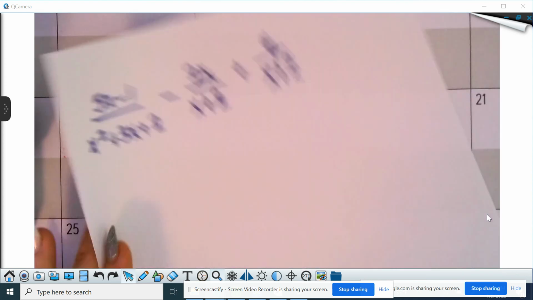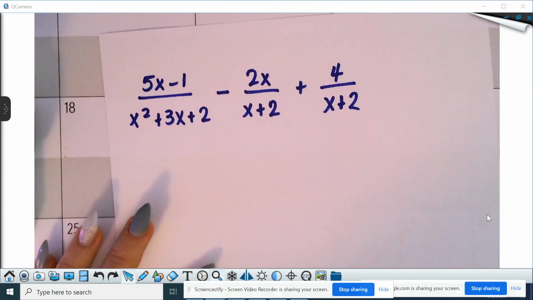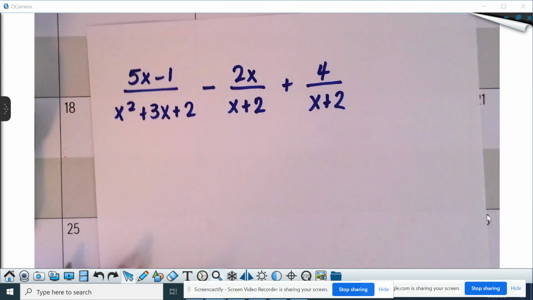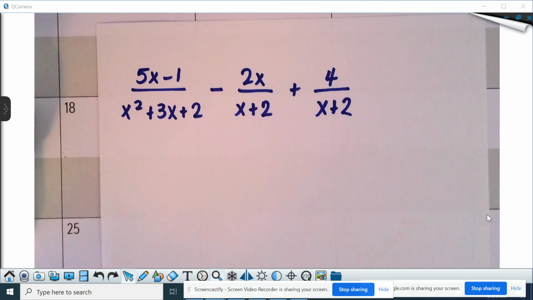All right, and then of course we have to have one with a trinomial in it because we got to make sure we're good at factoring and all the things. So I'll give you a second to get that one down if you want to take notes on this one.